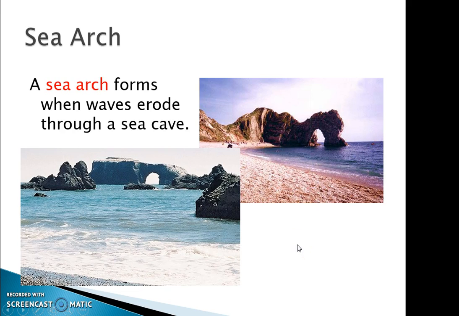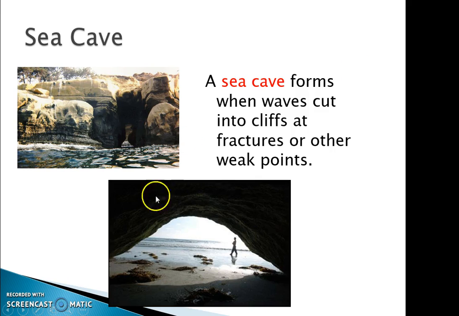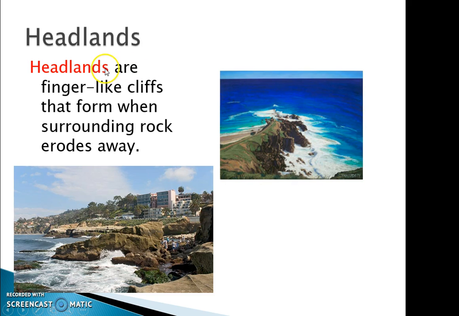A sea arch forms when waves erode through a sea cave. So waves are carving away at the rock along the side, and where you've got soft pieces of rock, it forms a cave, and if it goes all the way through, you get a sea arch. Okay, there's the sea cave. Probably should have put these in the opposite order, but waves cut into the cliffs at weak points or in soft rock. Okay, and headlands are finger-like cliffs that form when surrounding rock erodes away.